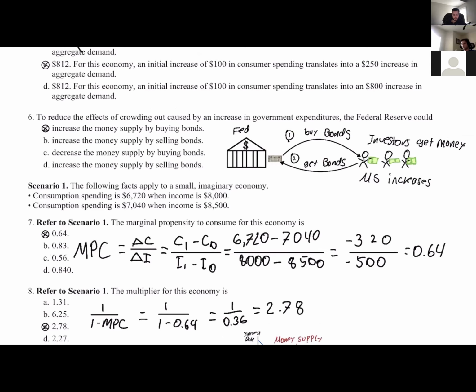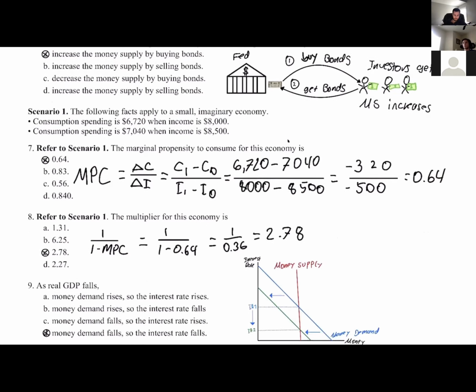Then number 6, to reduce the effects of crowding out caused by an increase in government expenditure, the Federal Reserve could. This is an example of how the Federal Reserve increases the money supply by buying bonds. So imagine this part here as the money supply, the money in circulation, and this is the Fed.